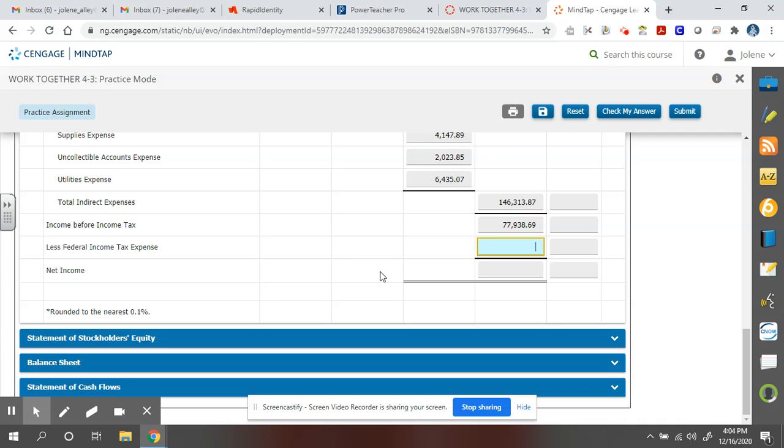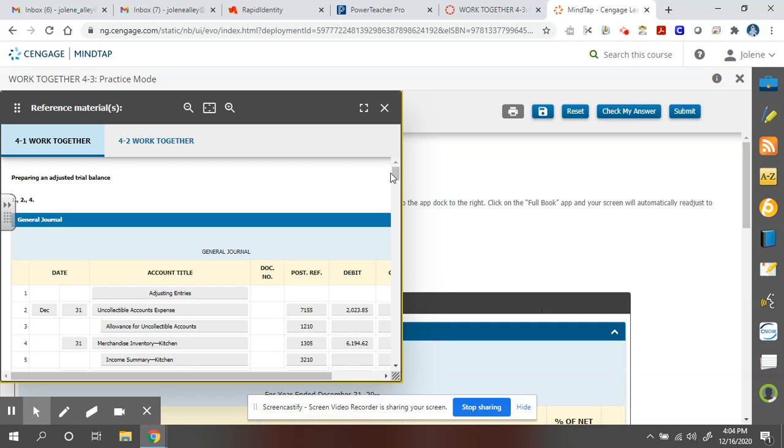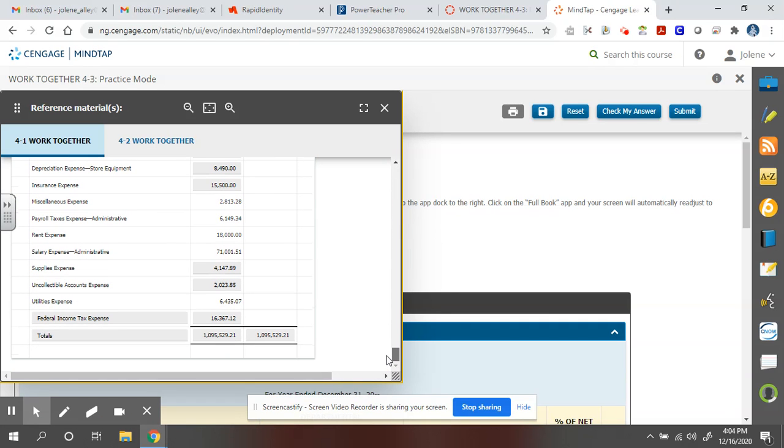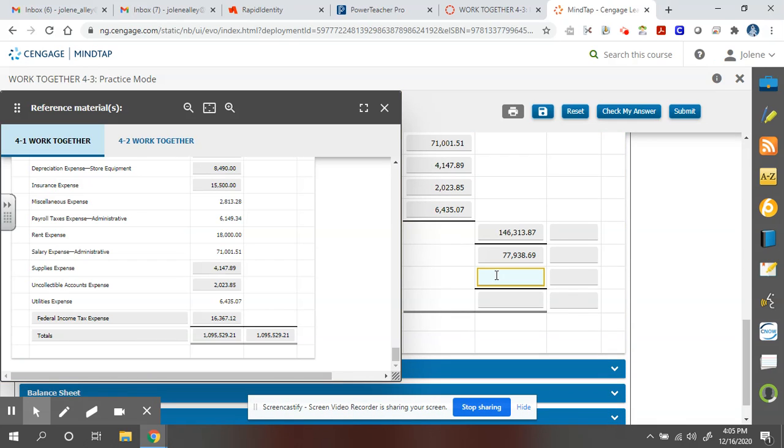So we got to find this number. Well, this number is going to be back where we just were. We're going to go down to the bottom. Federal income tax expense, 16,367.12. So I'm going to put that in right here. Here it is. Okay. 16,367.12. Okay.